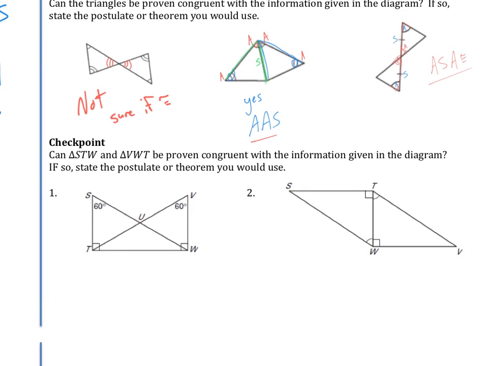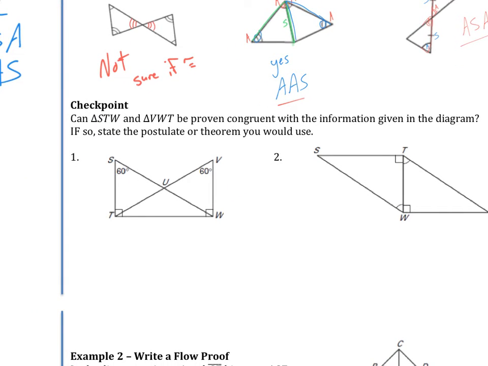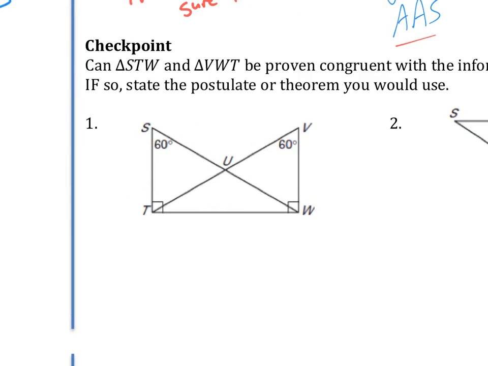All right, so the checkpoint, same thing. Can you prove that triangle STW and triangle VWT are congruent with the information given? If so, state the postulate or theorem. So STW, I'm going to highlight this. S to T to W is that red triangle. I'm going to redraw it.